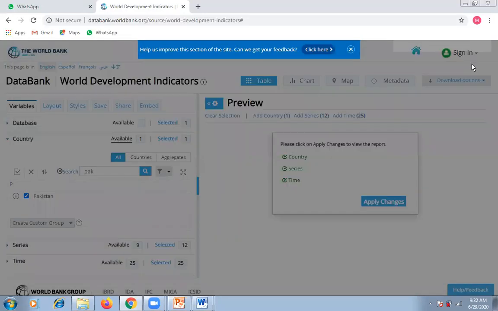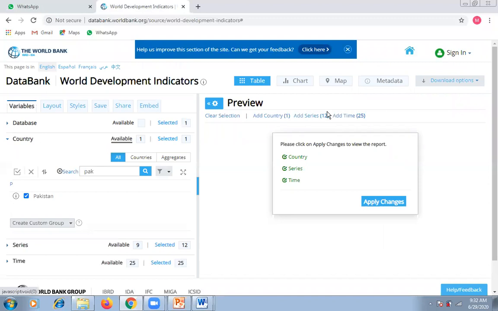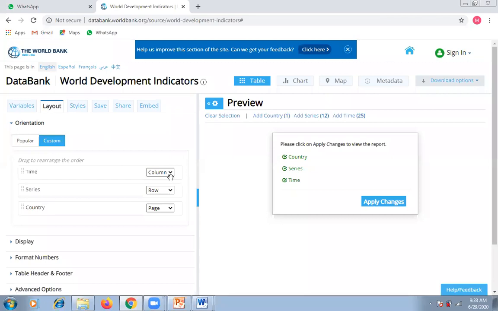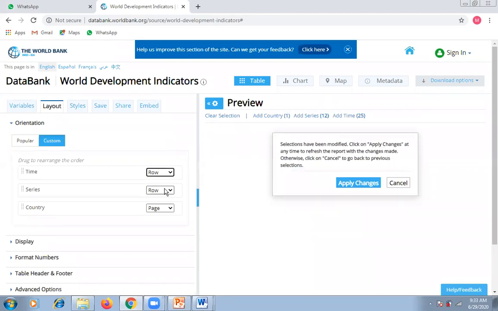12 variables are okay. Now, beta, we have selected 12 series. GDP growth is the dependent variable. Physical capital, physical labor are independent variables, then human capital, education, then technology variables, four variables are independent variables. Now you come here, layouts, time is in row, series is in column, page, set, apply changes.